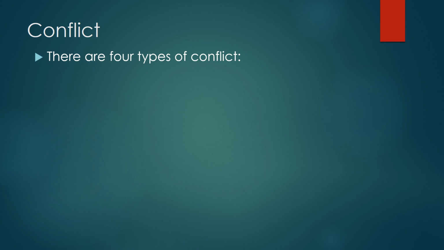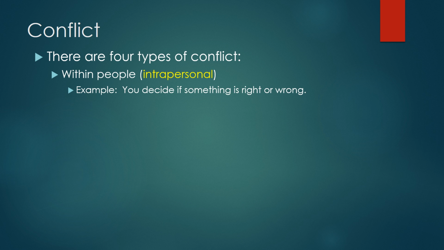There are 4 types of conflict. These may sound familiar. Within people, so intrapersonal conflicts, so conflicts that you have within yourself. Maybe you're struggling with grades, maybe you're struggling with a family situation inside that you don't want to share with other people. So you're struggling with something inside. It could be a disease, it could be a family member that has a disease, and how you're trying to cope with that. So there's an example for you. You decide if something is right or wrong. That lovely little conscience in your head.